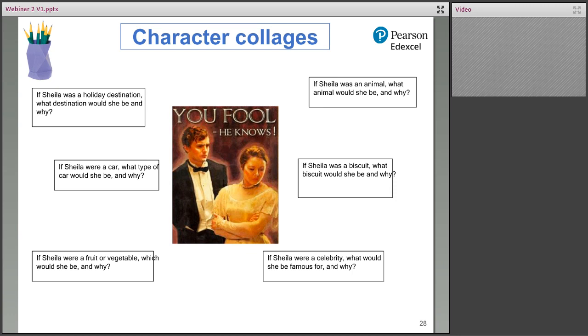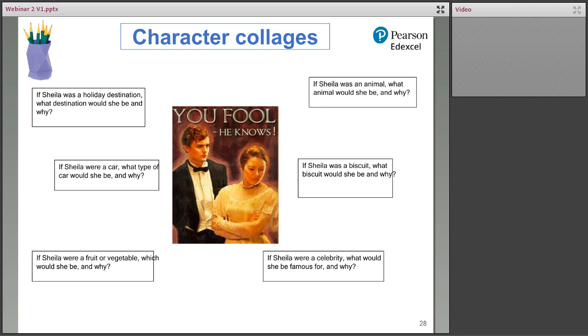So would she be Ayia Napa? Probably not, actually. Or Ibiza? Or would she be Scarborough? Or Skegness? Or, I don't know, the south of France? If Sheila were a car, what type of car would she be and why? I use these a lot, and they do come up with quite amusing ideas, particularly about the celebrities, and usually I've never heard of them. So if Sheila were a celebrity, what would she be famous for and why? Okay, so I hope that's an interesting one.